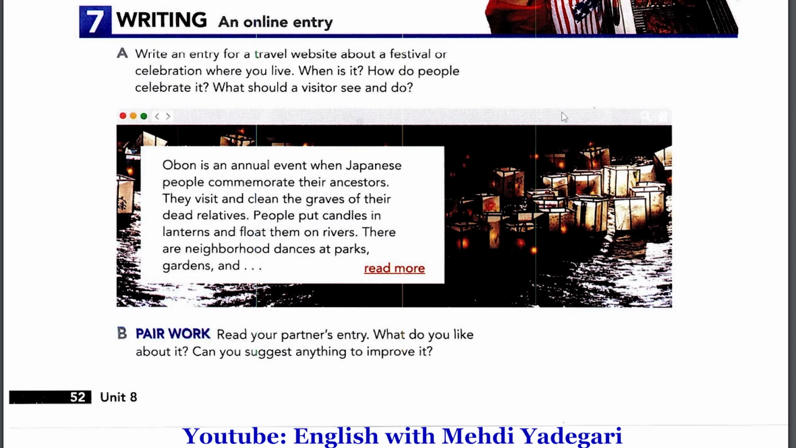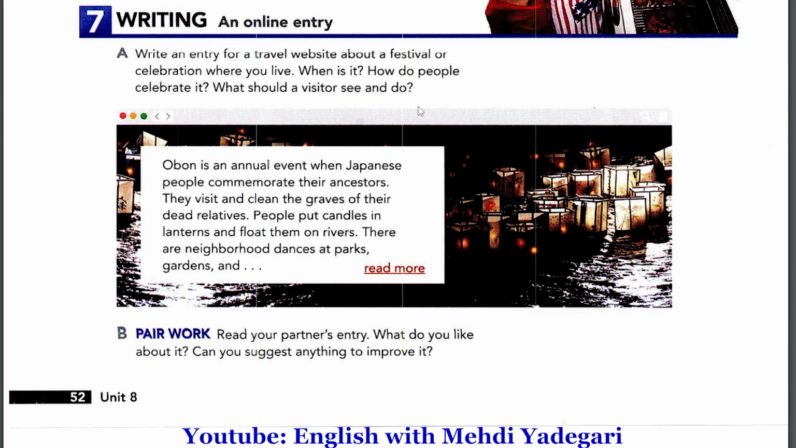Part 7. Writing. An online entry. Entry here means ثبت نظر و یا نقد. Here you have to write an entry for a travel website about a festival or celebration where you live. And in your entry you have to mention when is it, how do people celebrate it, and what should a visitor see and do.